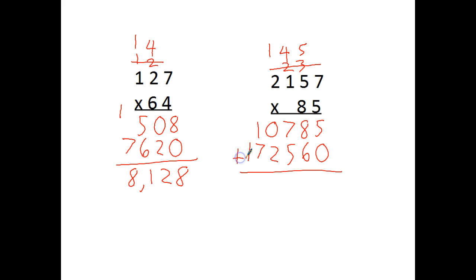Add up my numbers. I got a 5, 14. Carry my 1. 8, 13. Carry my 1 again. 3, 8, and a 1. Count over 1, 2, 3 spots. 183,345.